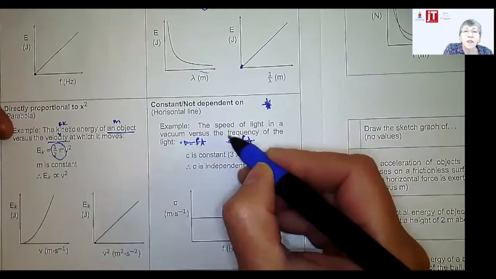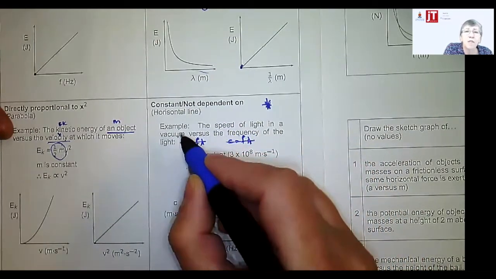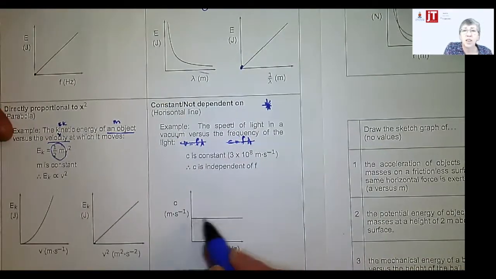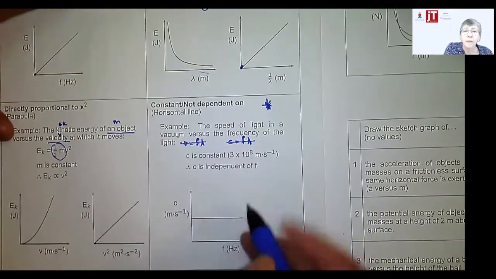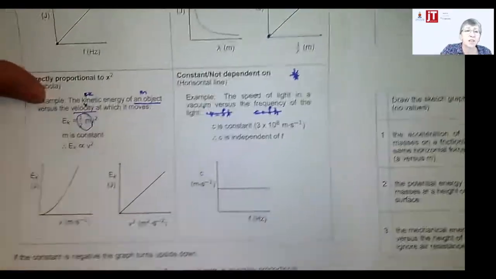The speed of light in a vacuum. What do we know about the speed of light in a vacuum? In a vacuum, the speed is always 3 times 10 to the 8. So it is a constant, right? So this is more difficult because you have to understand, right?